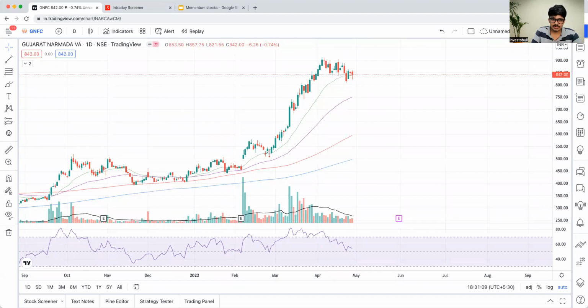So you could clearly see, right, the stock was in strong momentum and it is consolidating at this specific level. So there is a high probability of this specific stock to continue its trend in the upcoming few days of time once the specific level is broken.